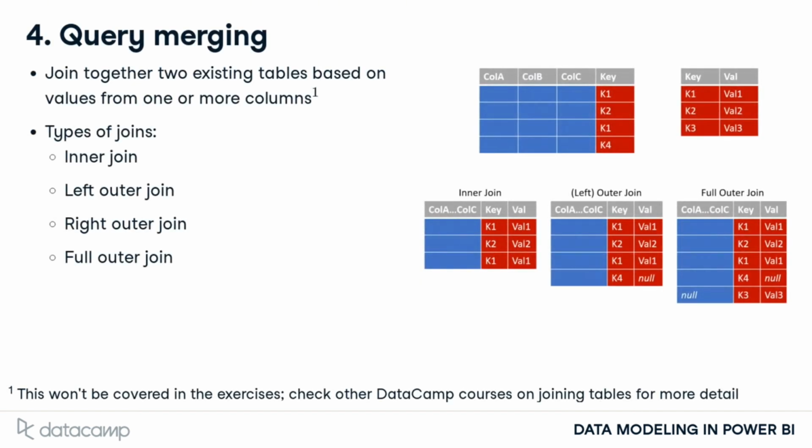Query merging is the last option of how you can shape data in Power BI. There are different ways to join tables together using keys, and it is very similar to joining tables in SQL. Don't worry if you're not that familiar with this. It's covered in detail in other DataCamp courses, but it's good to know this option exists.